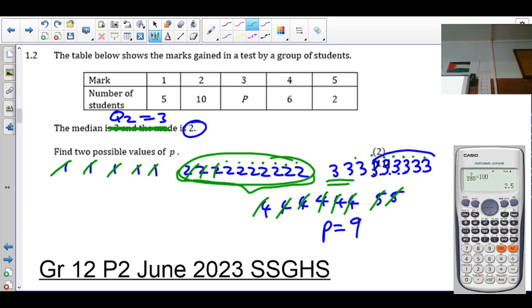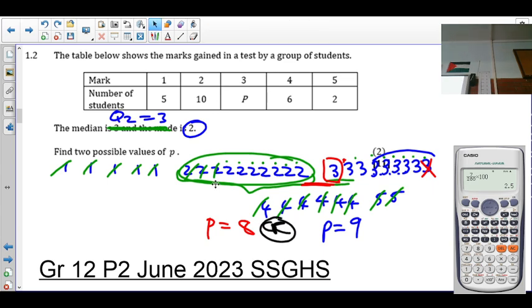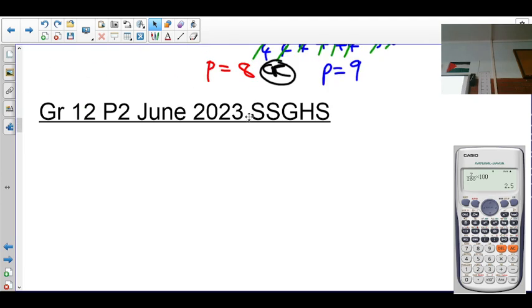If I had given one less, would it still satisfy the condition for P equal to 8? If P is equal to 8 and that 3 is out, then that 3 will be in the middle. So it still satisfies the condition. If you take another 3 away, then there's going to be a 2 and a 3 in the middle, which can't be the case. Okay. So P can either be 8 or P can be 9. This is a nice question to think about.